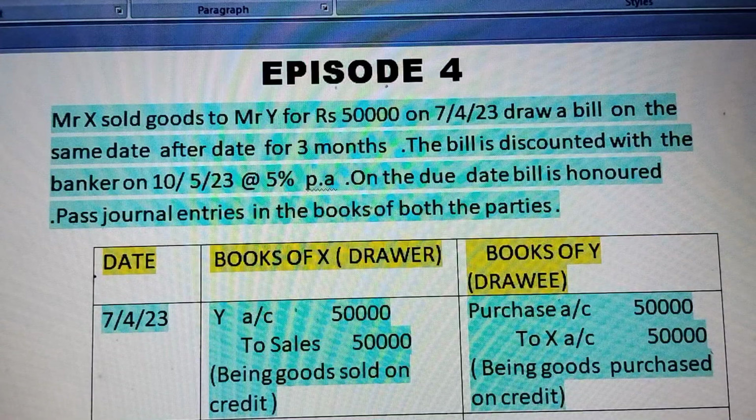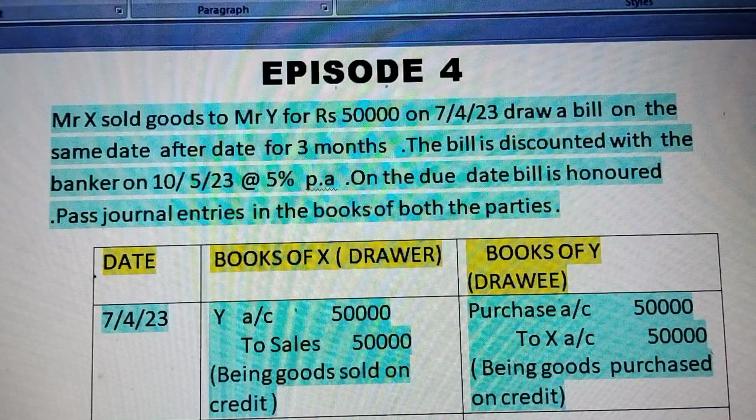Mr. X sold goods to Mr. Y for rupees 50,000 on 7/4/23. A bill is drawn on the same date for 3 months after date. The bill is discounted with the banker on 10/5/23, that is after 1 month, at the rate of 5% per annum. On the due date, the bill is honored. Pass journal entries in the books of both the parties.